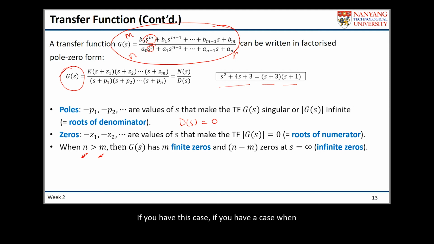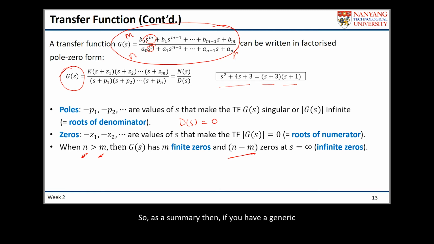You will have infinite zeros if the order of the denominator is higher than the order of the numerator. If you have this case, when the order of the denominator is higher than the order of the numerator, then in addition to the poles and zeros that you have already identified, you will also have infinite zeros. In particular, you will have n minus m number of infinite zeros.